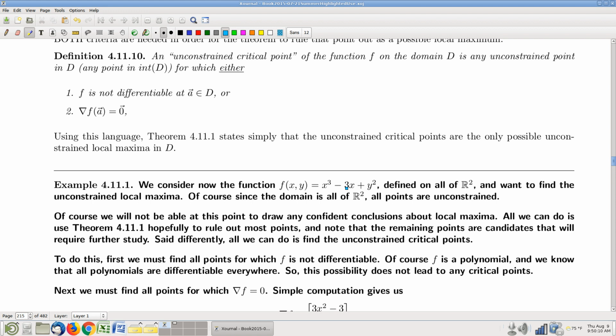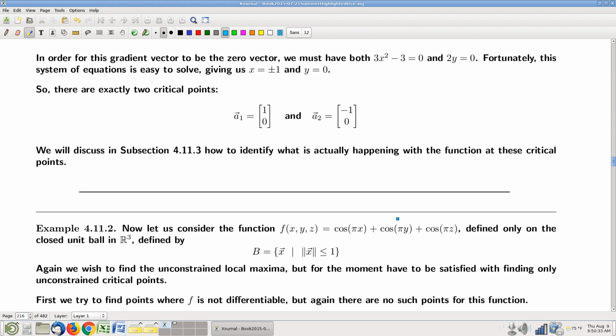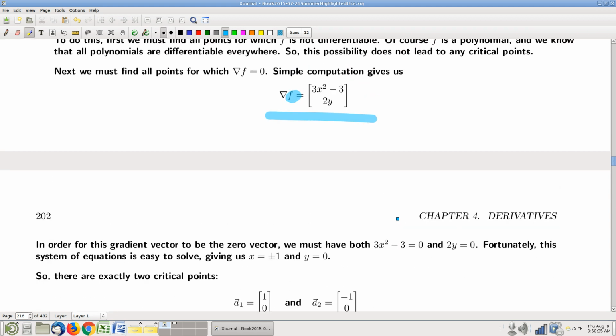Okay, so next let's check and see where the gradient might equal 0, because those will give me critical points as well. Take this function. Compute its gradient. There it is. Set it equal to 0. Setting this equal to 0, we get two equations.